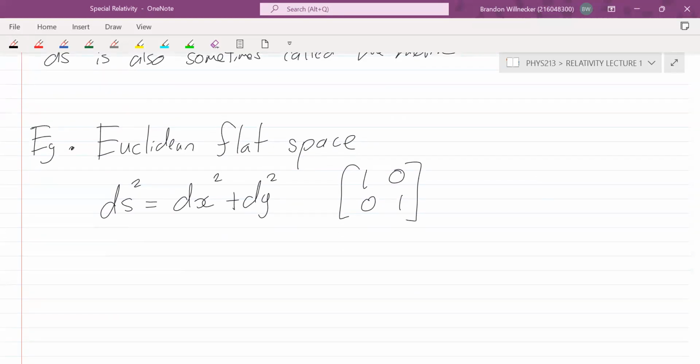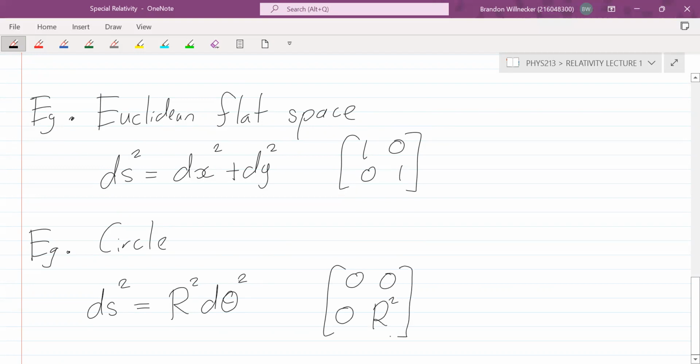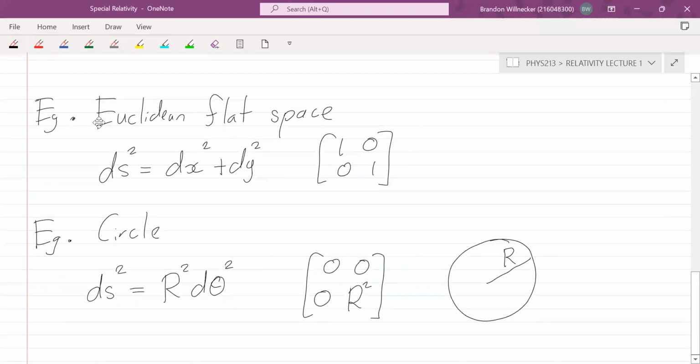We can also look at the circle, if you're considering that as your space. So how do we measure distances on a circle? We write ds squared is equal to r squared d theta squared. So this would be the metric for a circle. And if you want to write this in a matrix form, you can write 0, 0, 0, r squared. This would be a circle with a fixed radius r. So if you want to work in circular space, you would be using that metric.